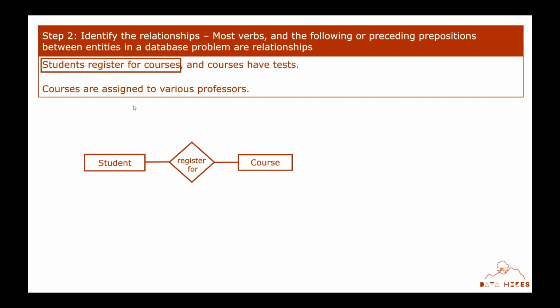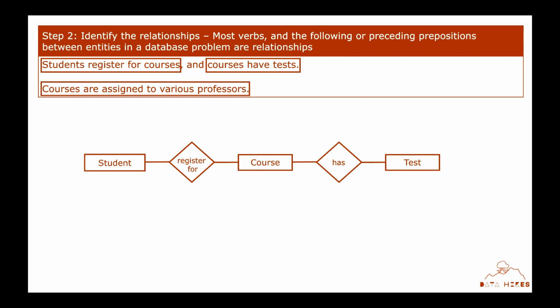The second one is courses have tests. This is the second part of the statement and the second relationship that we can look at. Courses is the entity here. We already have that entity on the ER diagram. Test is the other entity. And the relationship between them is having, or to have. So course has test is the second relationship that we have in this ER diagram.